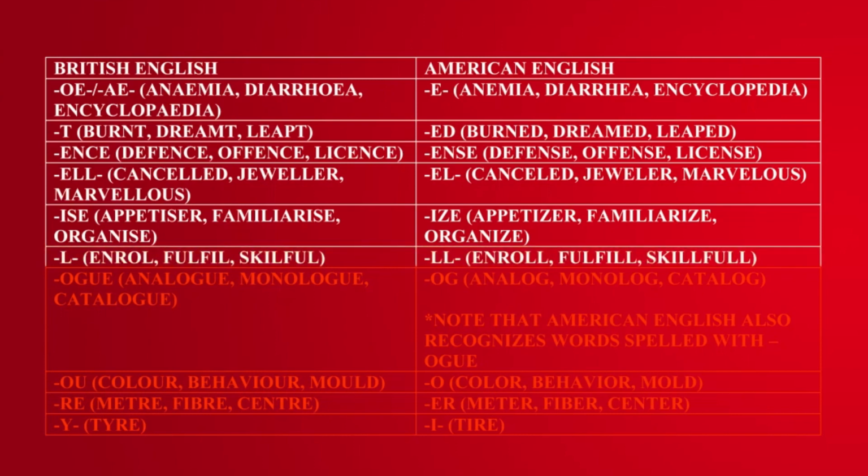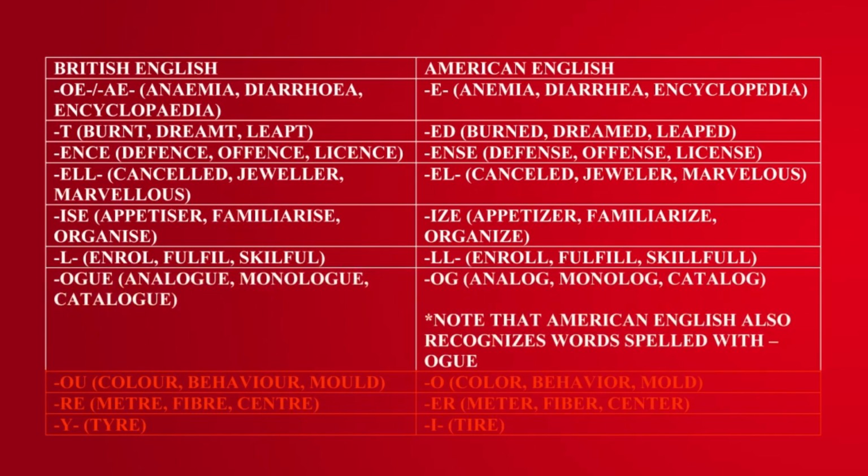These words in American English end in double L. The ending OGUE is another characteristic of British English vocabulary. You can see the examples analog, monologue, and catalog. The final UE after the letter G, however, is left out in American English. It should also be noted that American English recognizes words spelled with OGUE ending.